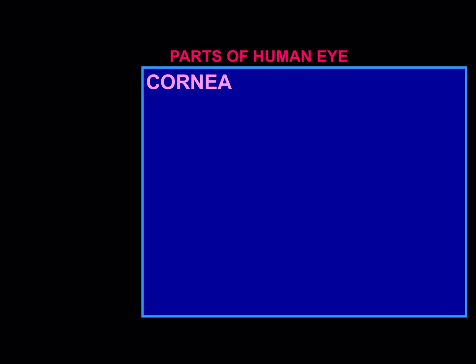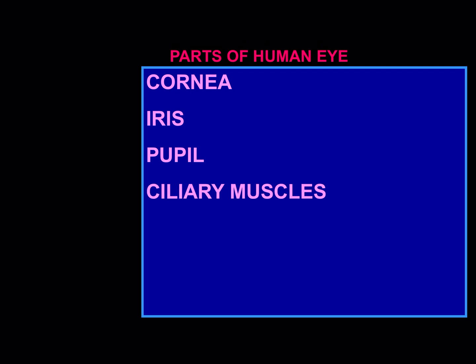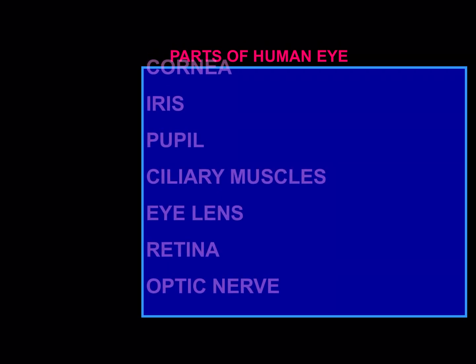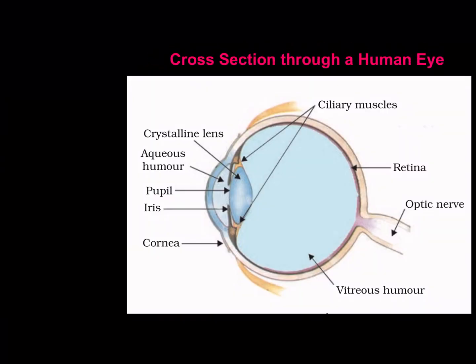Now we'll discuss the parts of the human eye. First, cornea, then iris. Behind the iris there is a hole that is called pupil, then ciliary muscles, eye lens, retina, and then optic nerve. Look at the diagram. This diagram we have taken from the NCERT book. This diagram is the cross section, not the actual eye.